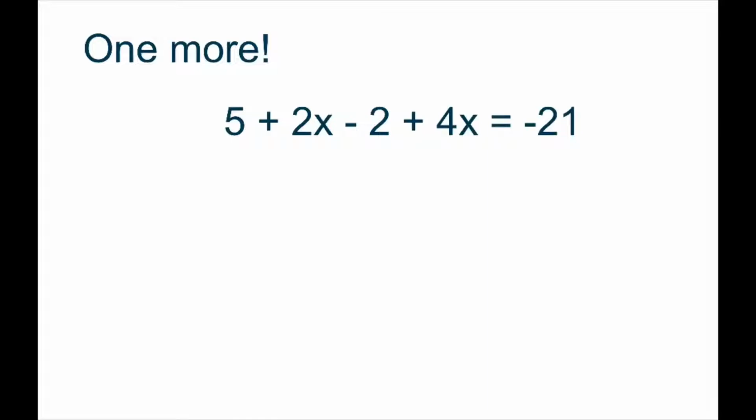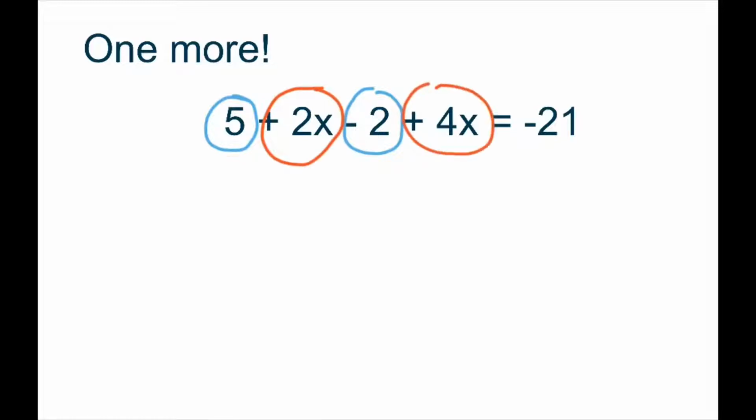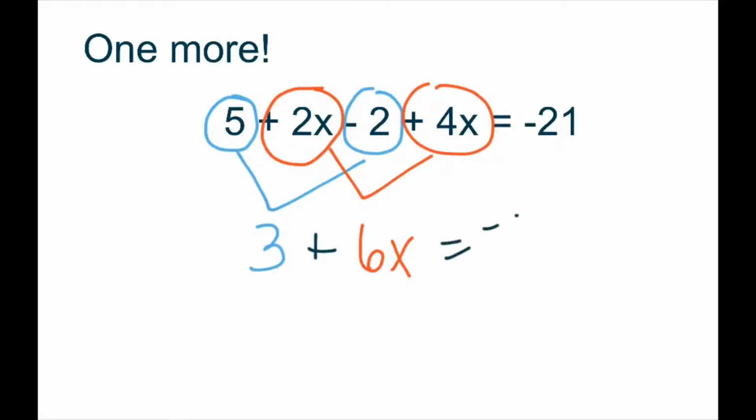Now, a little more challenging, we've got some variables and some constants to put together. First, I'm going to circle the constants. Then I'm going to use a different color to circle the variable terms. Now I can put them together. Okay, 5 minus 2 is 3. So there's my constant term. Plus 2x plus 4x is 6x. There's my variable term, equals negative 21.